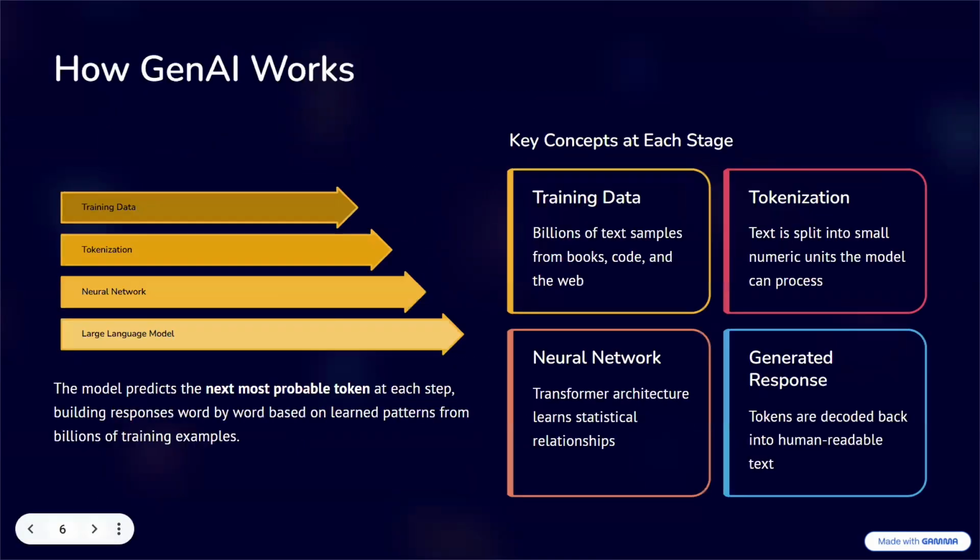Move to the next slide. So how does generative AI work? The model is trained on millions of words collected from books, websites, documents, research papers, and code repositories.